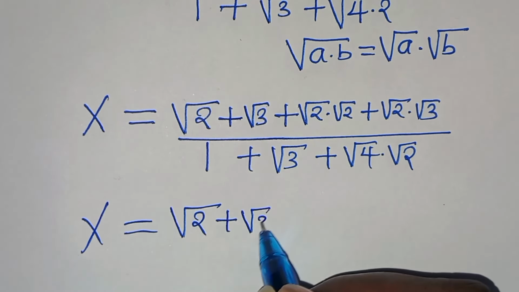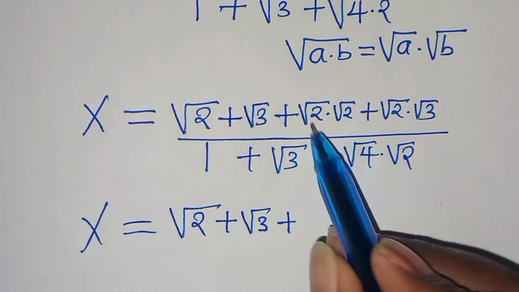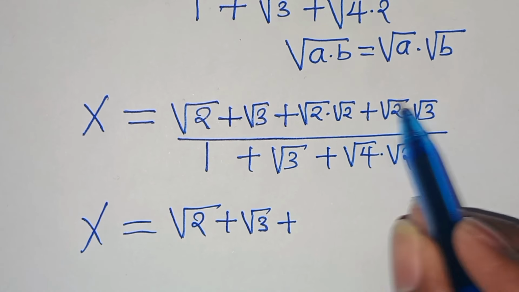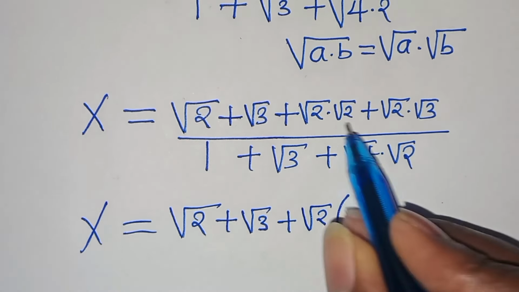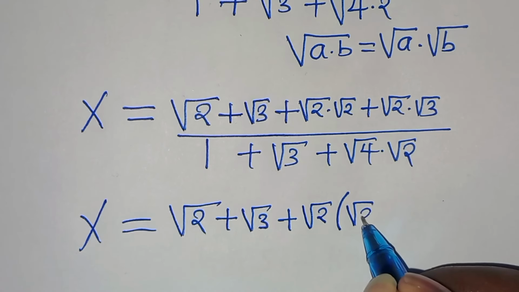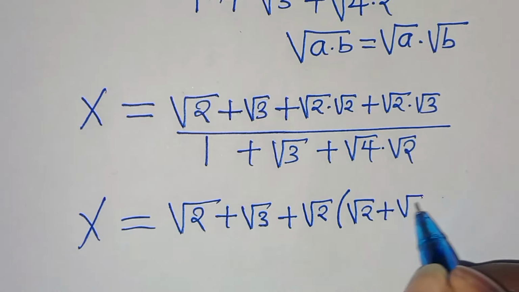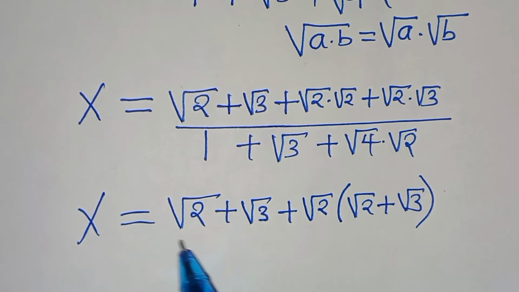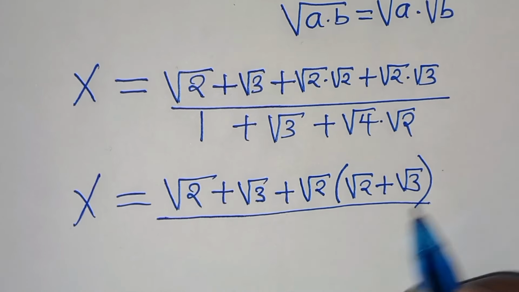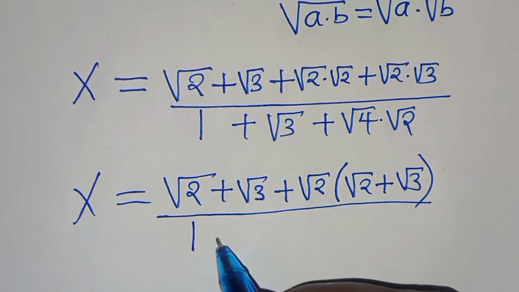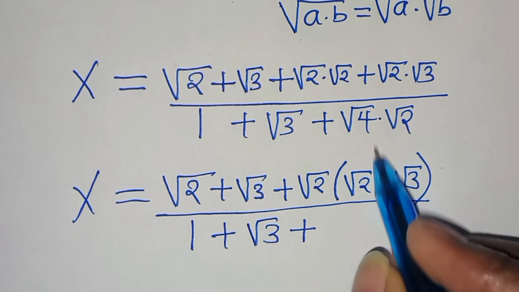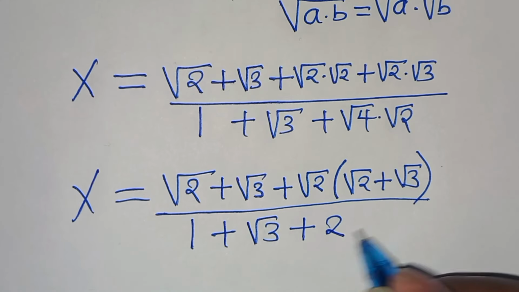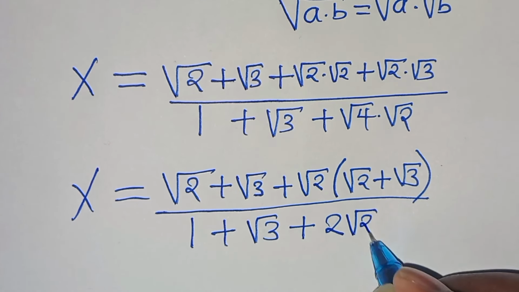Now this implies that x is equal to square root of 2 plus square root of 3, then plus, now we have that the square root of 2 is common here, so we can factor out the square root of 2, then into the parentheses we have square root of 2 plus square root of 3, then close the parentheses, divided by, in the denominator, 1 plus square root of 3, then plus square root of 4, this is 2, multiplied by square root of 2.